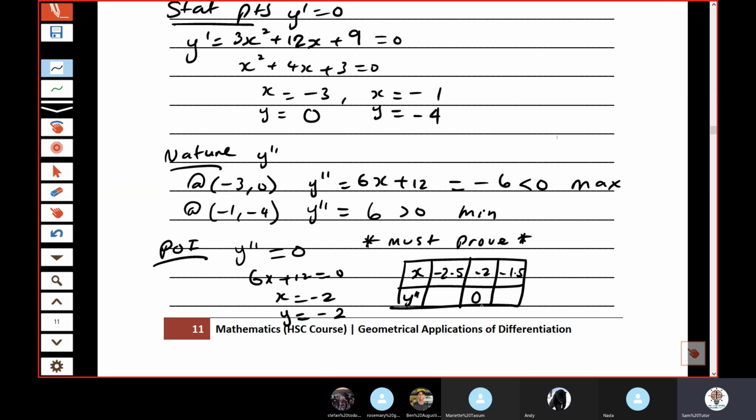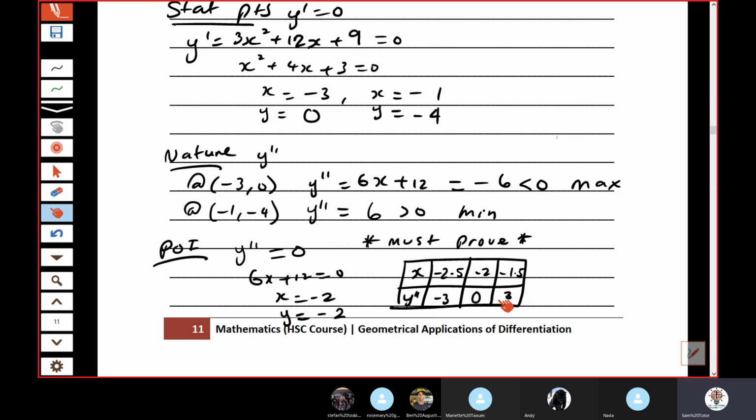Y double dash is obviously equal to 0. I did say that. The middle has to always be 0. -2.5. Sub it into what? Oh yeah, y double dash. That makes sense. Plus 12 gives you -3. At -1.5, it gives you 3. Great. What does that mean again? What does y double dash less than 0 mean? Maximum. What does it mean equals 0? Y double dash equals 0, point of inflection. Greater than 0.